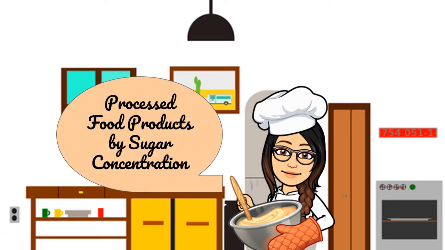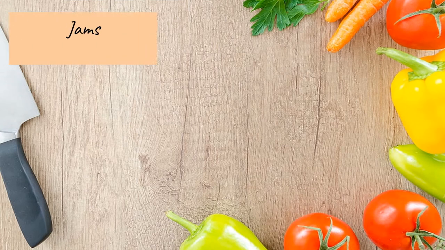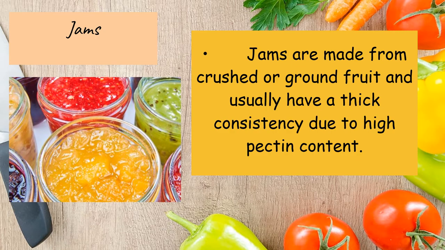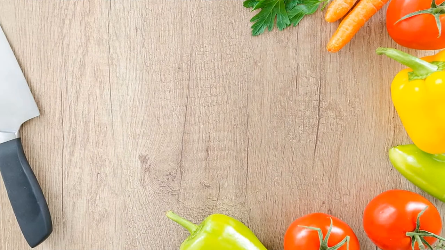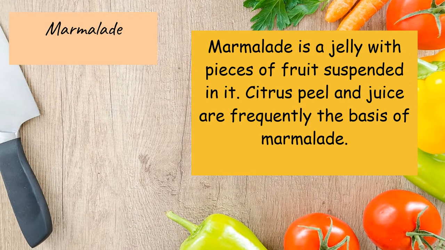Process food products by sugar concentration. Jams. Jams are made from crushed or ground fruit and usually have a thick consistency due to high pectin. Marmalade. Marmalade is a jelly with pieces of fruit suspended in it. Citrus peel and juice are frequently the basis of marmalade.